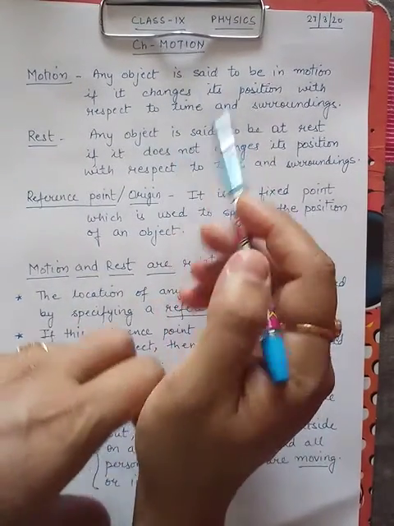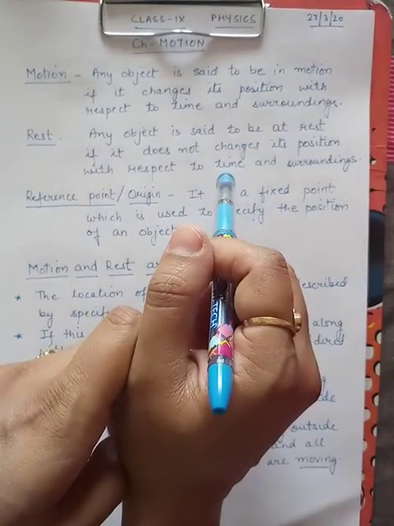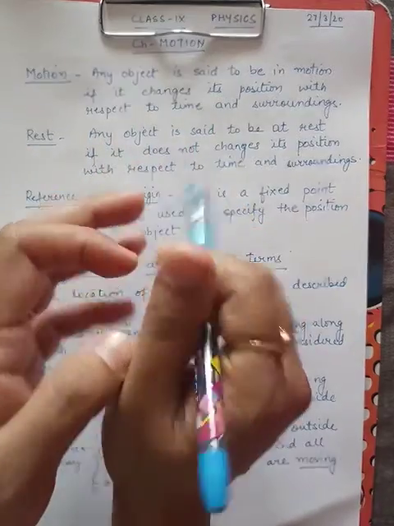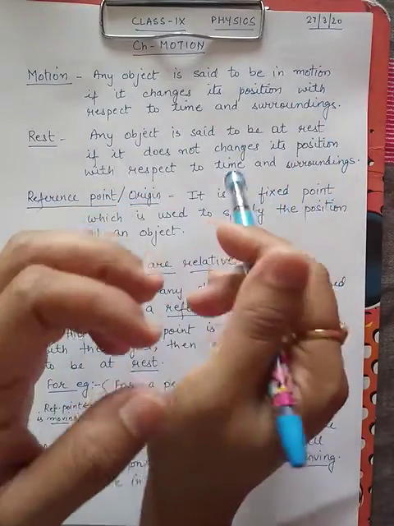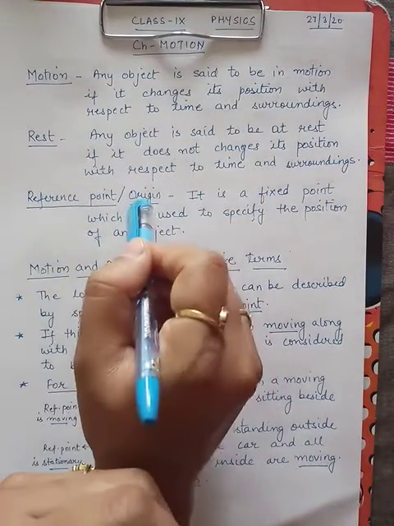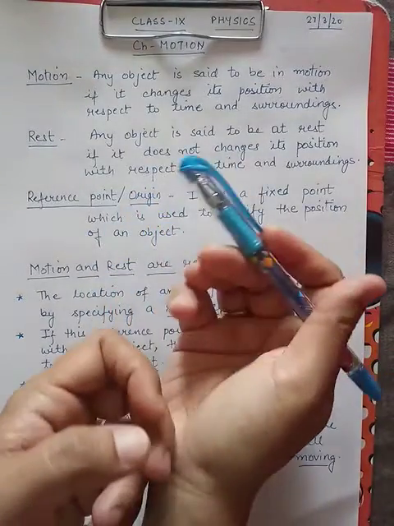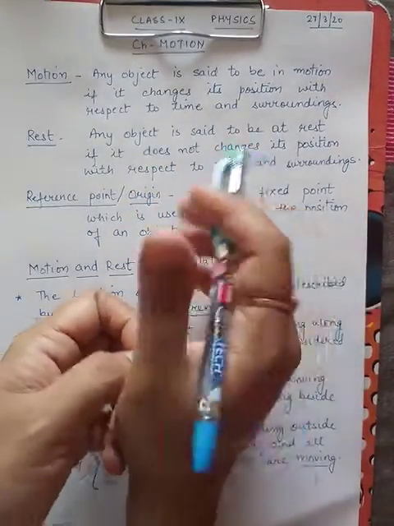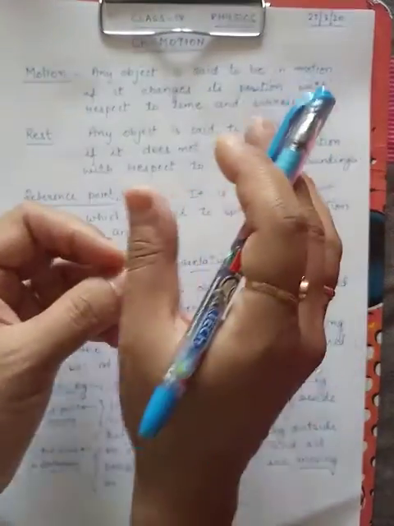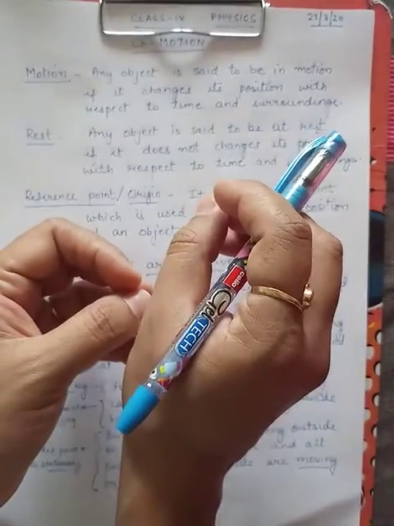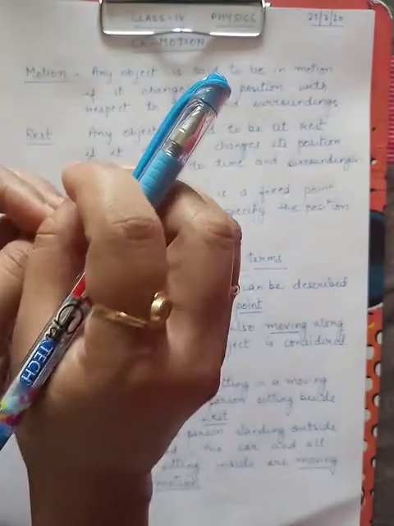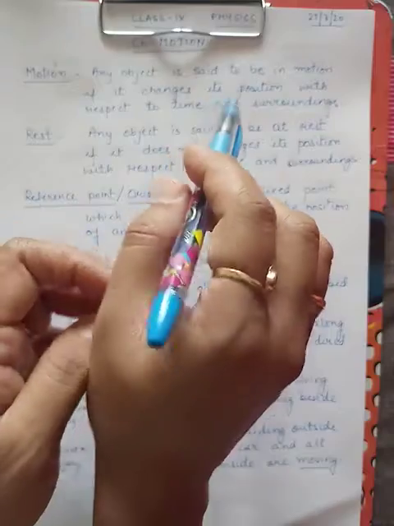Now these 2 terms are related to each other. And to explain the relation between these two terms, we have to understand a very important term. It is reference point or origin. Origin means where we have to start, from where we are starting. Starting for the motion, right? So if any object is moving, it has to be considered that it must have started from some position, right? From some position it must have started.